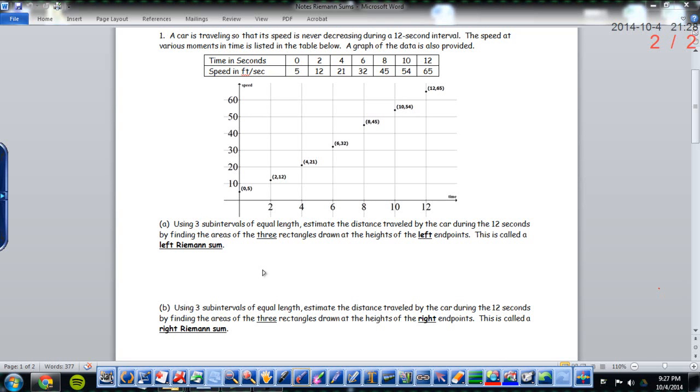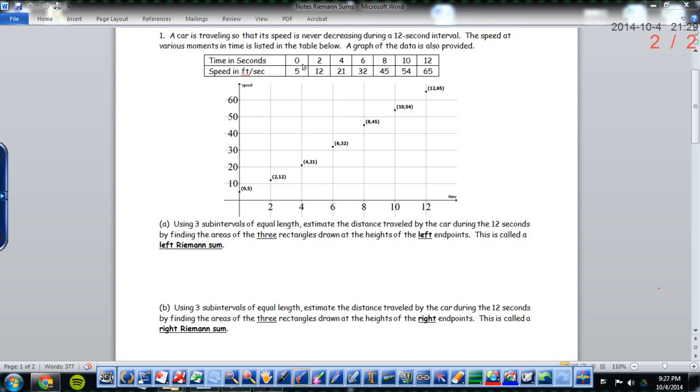All right, so using 3 subintervals of equal length, estimate the distance traveled by the car during the 12 seconds by finding the areas of the 3 rectangles drawn at the heights of the left endpoints. This is called a left Riemann sum. Okay, so let's start back here at the beginning. We're going to use 3 subintervals of equal length.